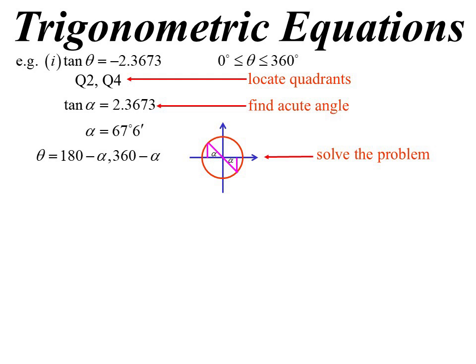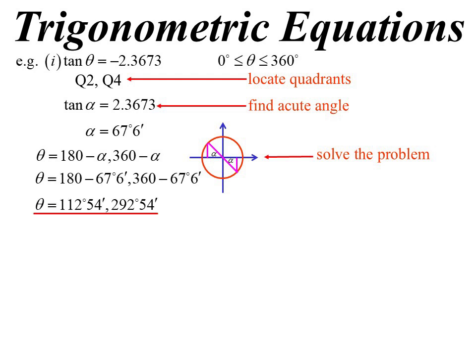Now I want to solve the problem and pull it all together. What are we saying? It's in the second quadrant and it's in the fourth quadrant. The acute angle is that one there. So the answers I'm looking for are 180 minus that acute angle and 360 minus that acute angle. Substituting, we get the answer. Now of course, you probably don't write every one of those lines down, but that's the thought process we're going through when we solve these equations.